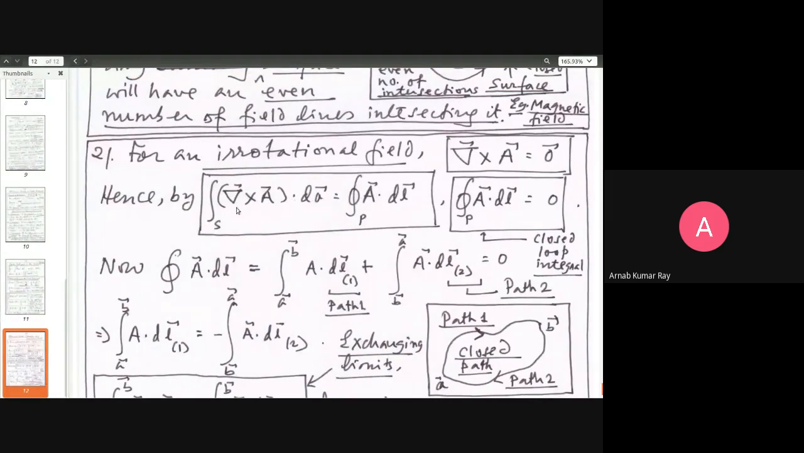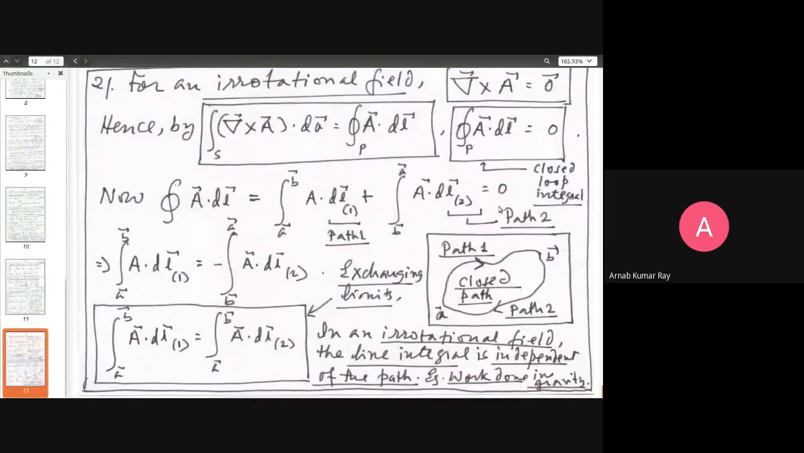Curl of A dot dA, equals A dot dl, cyclic integral. This is Stokes's integral theorem. If you apply the curl of A equal to zero condition, that will make the closed loop integral vanish. Because if the curl of A is vanishing on the left-hand side, the left-hand side is equal to zero. If the left-hand side is equal to zero, then the closed loop integral on the right-hand side will also be equal to zero. Now, let us look at the consequence of that.